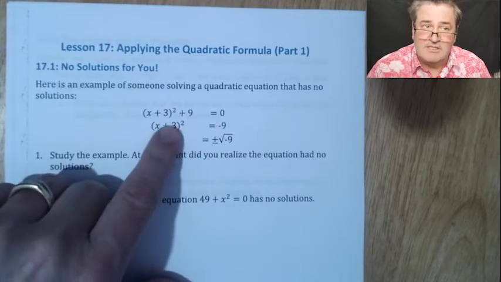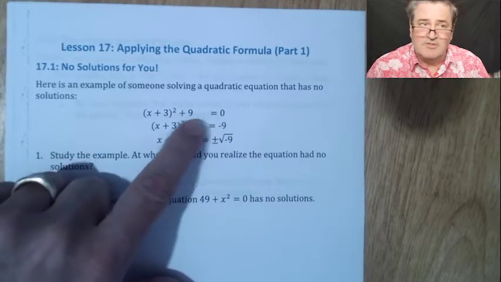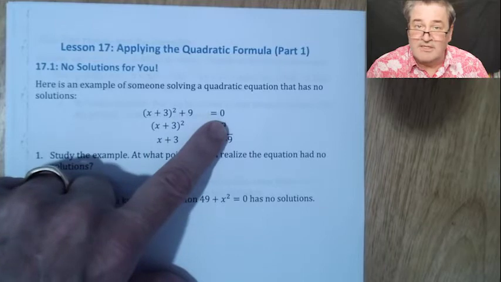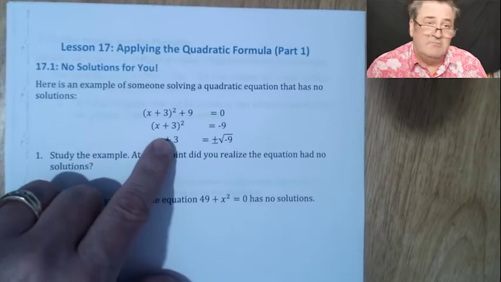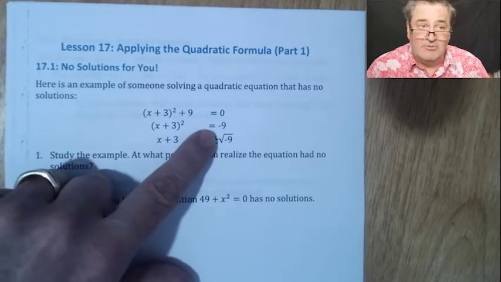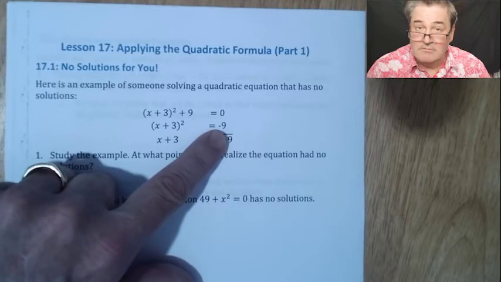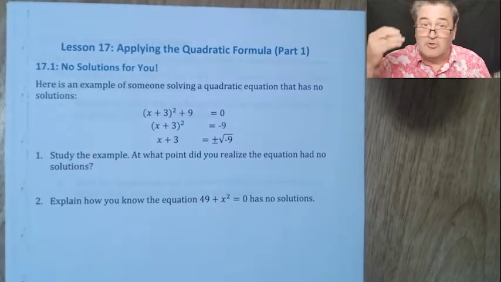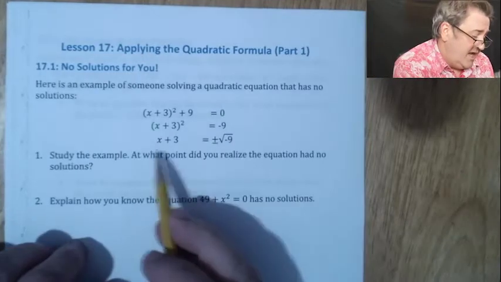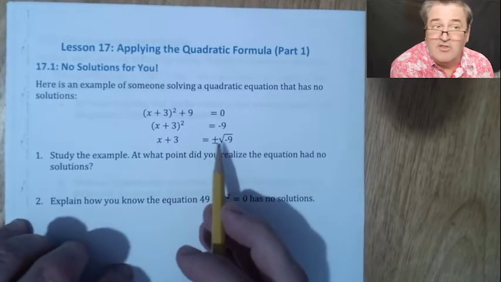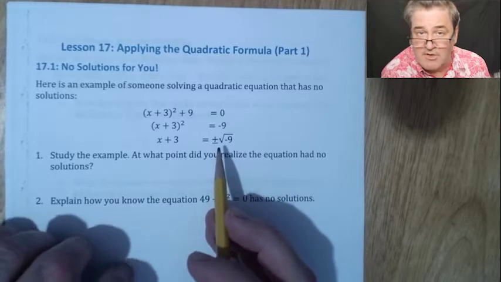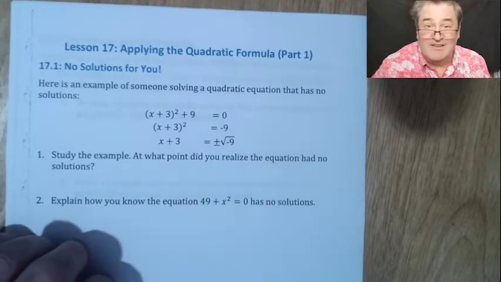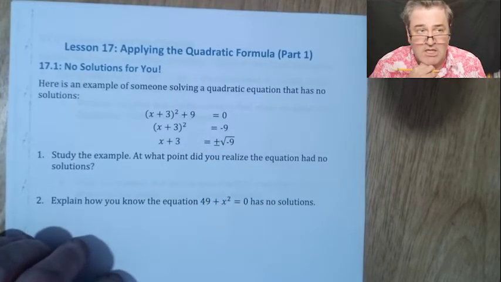Here's what they did. They said, I'm going to move the 9 over here, so they subtracted 9 from both sides, and said (x + 3)² = -9. So the next step, they said, I'll just take the square root of both sides. So x + 3 would equal either the positive square root of -9 or the negative square root of -9.